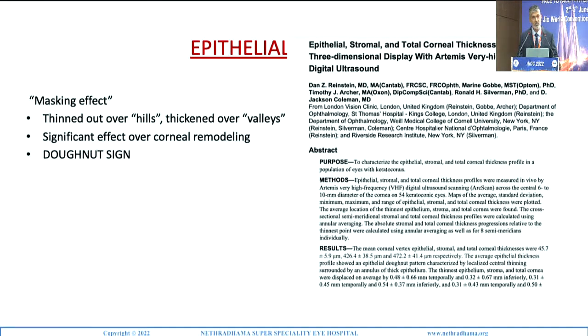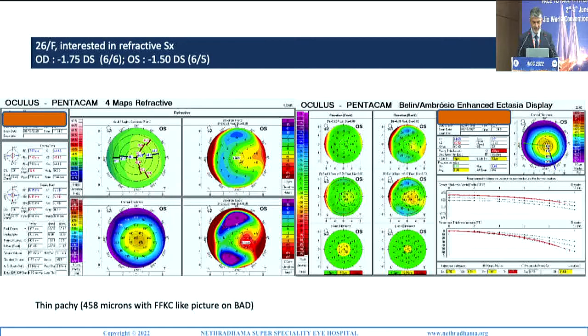The epithelium basically has a masking effect, so it thins out over hills like the center of a keratoconic cornea, and it thickens over valleys wherever there's a depression. And it has significant effect on corneal remodeling after refractive surgery. And with keratoconus, you can have what is known as the donut sign, where you have thinning of the epithelium in the center and thickening in the periphery, and you get epithelial maps with the MS39.